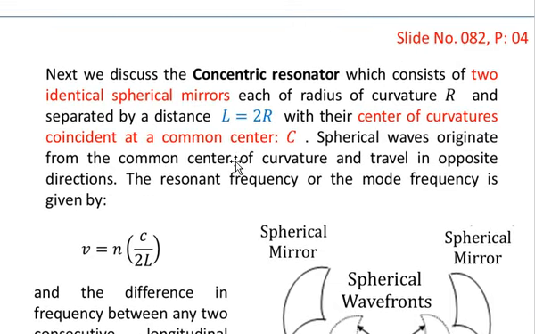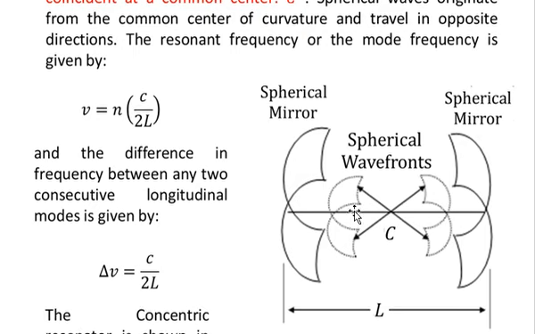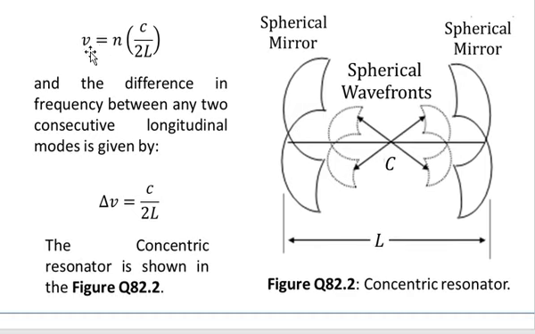Spherical waves originate from the common center of curvature and travel in opposite directions. The resonant frequency, or the mode frequency, is given by nu is equal to n times c over L.